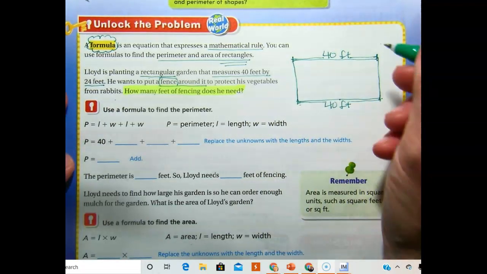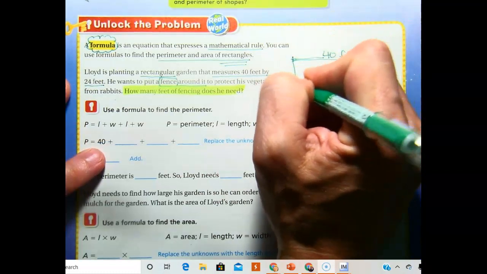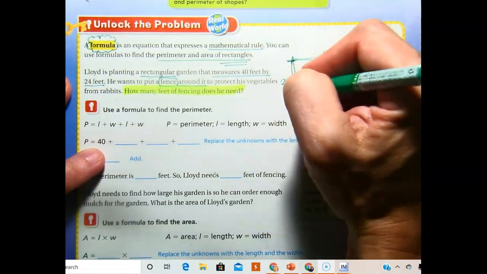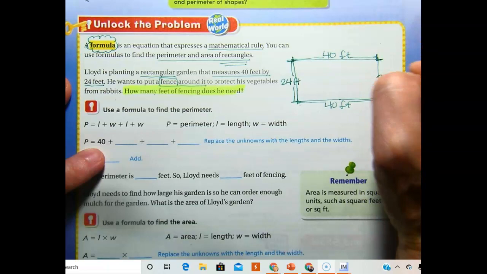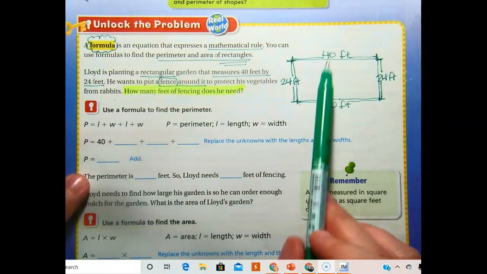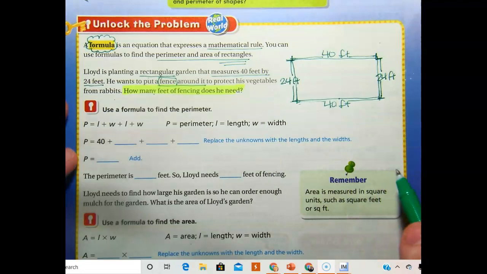Okay, so let's go ahead and label the other side. It says by 24 feet, so obviously these are the only ones left. So from here to here is 24 feet, and from here to here is 24 feet. It's always helpful to label everything, guys. A lot of mistakes happen with area and perimeter because of labeling and maybe not visualizing what's actually taking place.